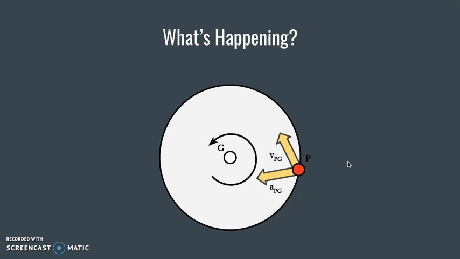As you can see from the yellow arrows, this is the absolute velocity and acceleration at point P. You can solve for these components mathematically using relative velocity equations.